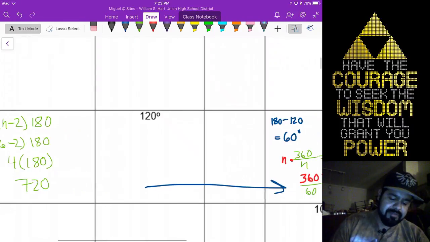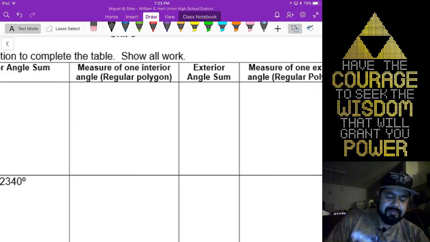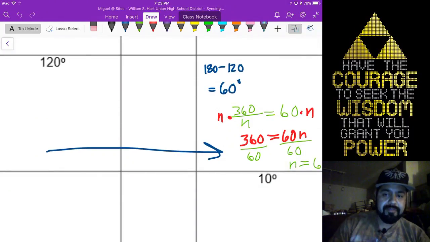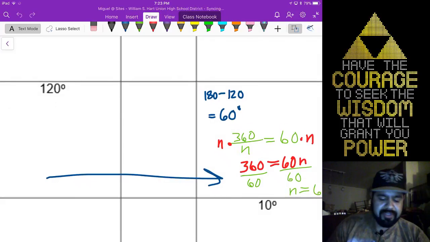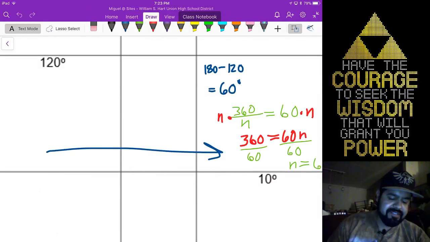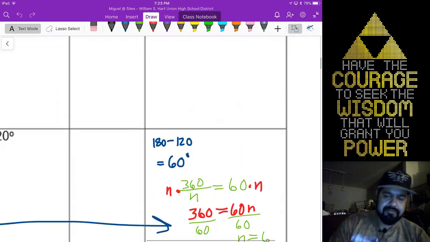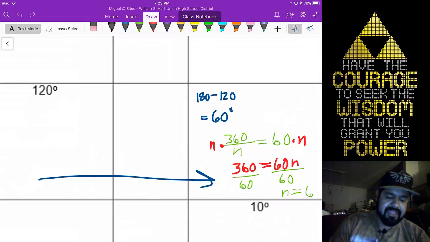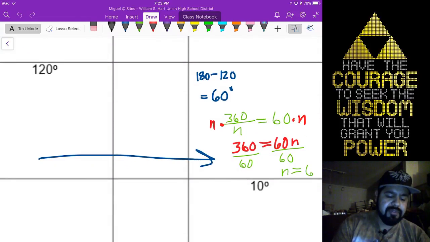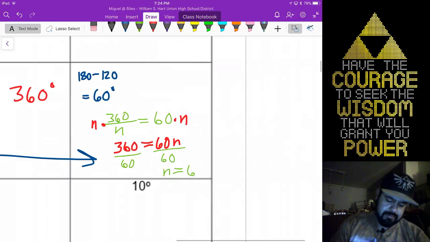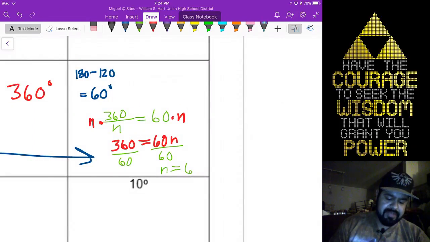Oh, and then of course, this third column, a lot of people were asking, Mr. T, why is the exterior angle sum always 360? And you got to remember that's actually one of our theorems. It was the first theorem after our equation on 8.3, 8.4, which basically states that no matter what shape you have, something like this, you could have a 20-sided shape, if you take all those exterior angles and you add them up, you will always get 360. No, 360 divided by 60.